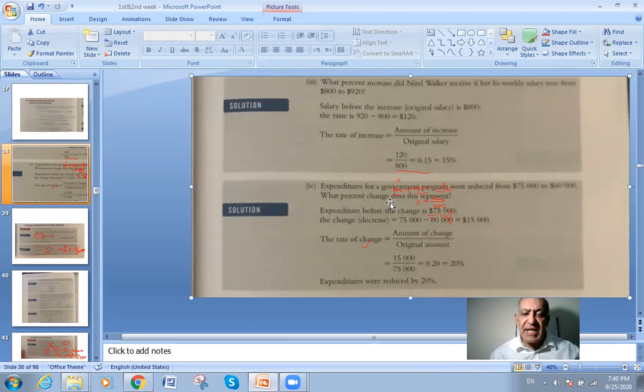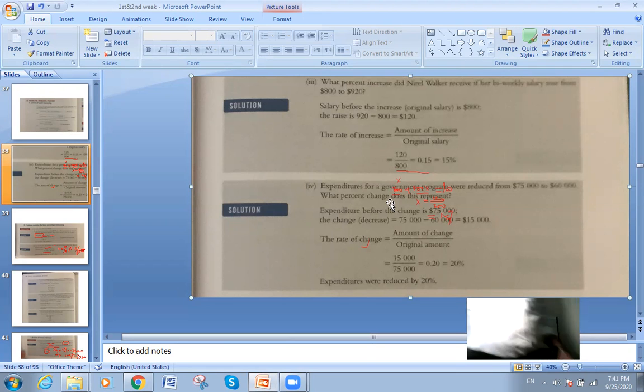So I need to know what the origin is. The origin salary was 800. That's fine. Now this 800 becomes 920. I just want to see the percentage. How much did it increase?